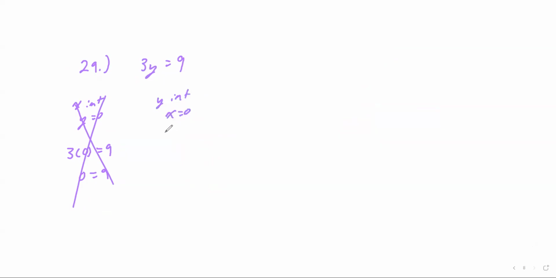Let's look at number 29. It says 3y equals 9. To find my x-intercept, I let y equal 0. In this case, this would be 3 times 0 equals 9. So this is 0 equals 9. When you get an untrue statement, there is no x-intercept. So to try my y-intercept, this time I'm going to let x equal 0. Now this is 3y equals 9, so y equals 3. So my intercept here must be 0, comma 3.